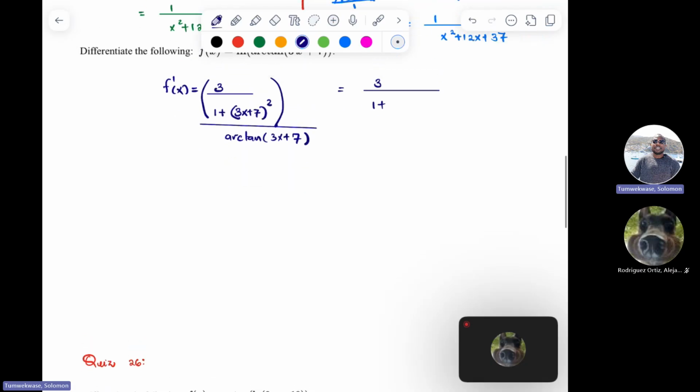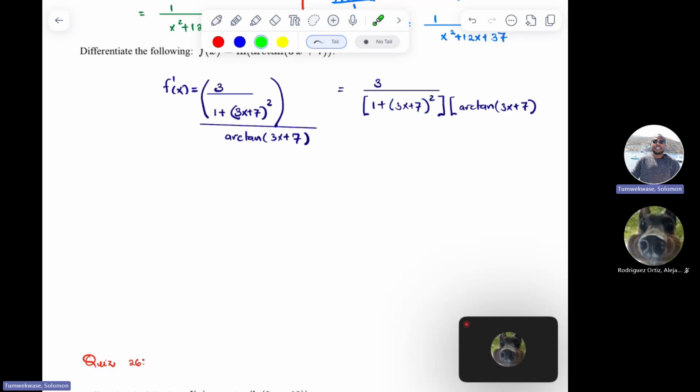So I can simplify this, and this is the same as 3 over 1 plus, when I open up that one, maybe that's 9x squared. So this is 3x plus 7 squared, and since I'm dividing by that, this will multiply by arctangent of 3x plus 7. And you can simplify it further if you want.